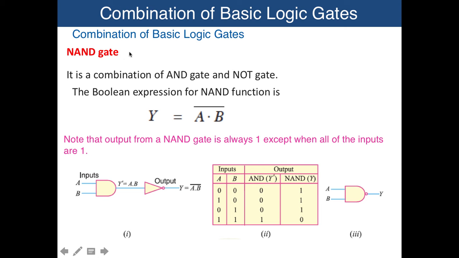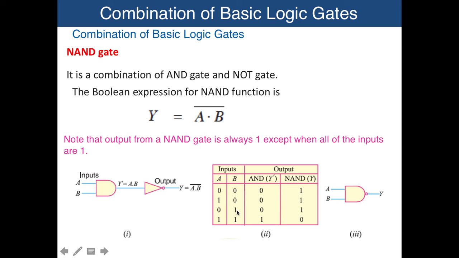First one is the NAND gate. NAND gate is a combination of AND gate and NOT gate. The output of the AND gate is connected to the input of the NOT gate. And the Boolean expression for NAND function is, it is AND gate, so A dot B, and connected to NOT gate, so (A dot B) bar.